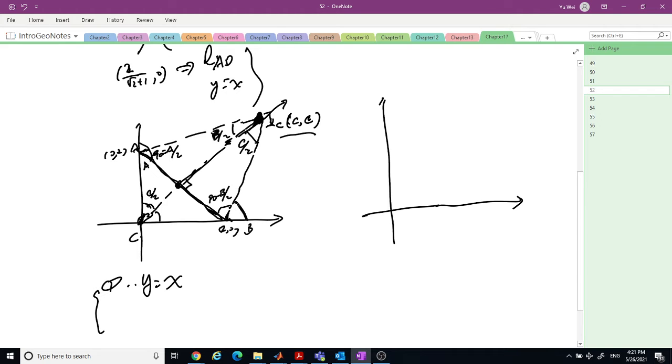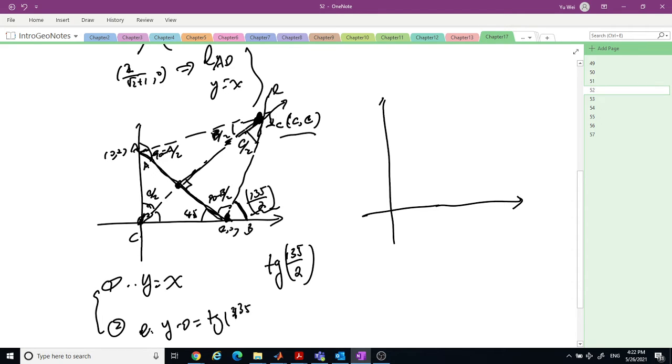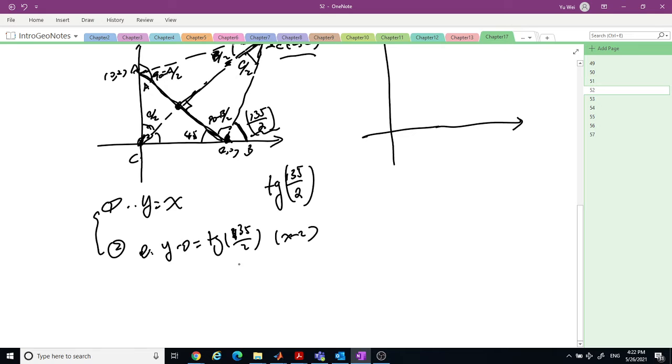Okay, so this angle, right? This angle is 45. So this angle is 135 over 2, right? It's half of the 135. Once we solve the tangent of 135 over 2, we can solve the line L. Okay, so the line L will be y minus 0 is equal to the tangent of 135 over 2, then x minus 2, right?